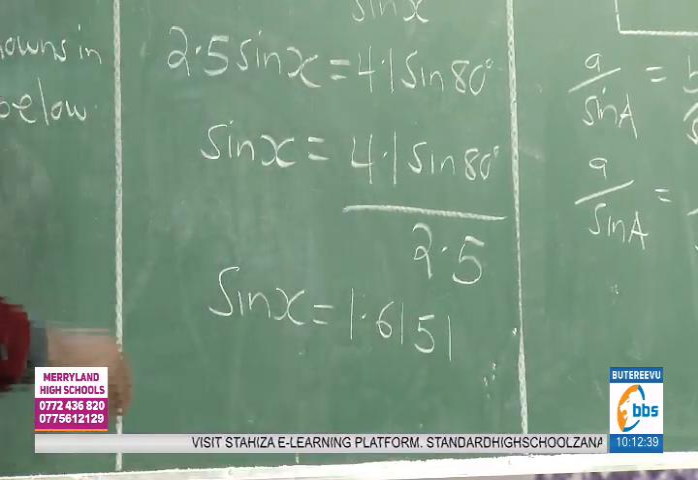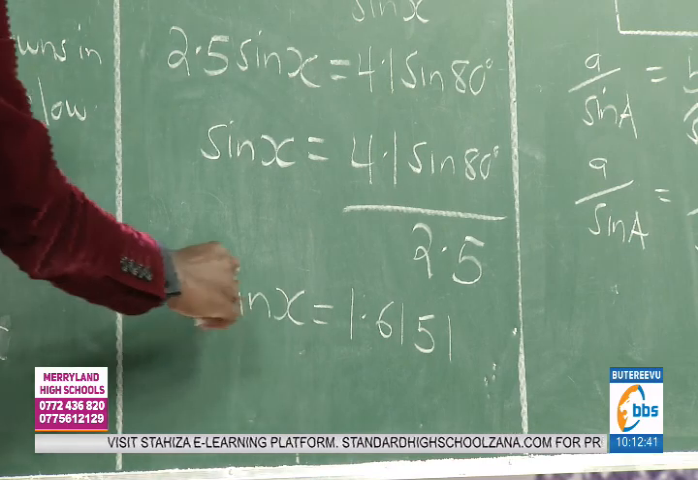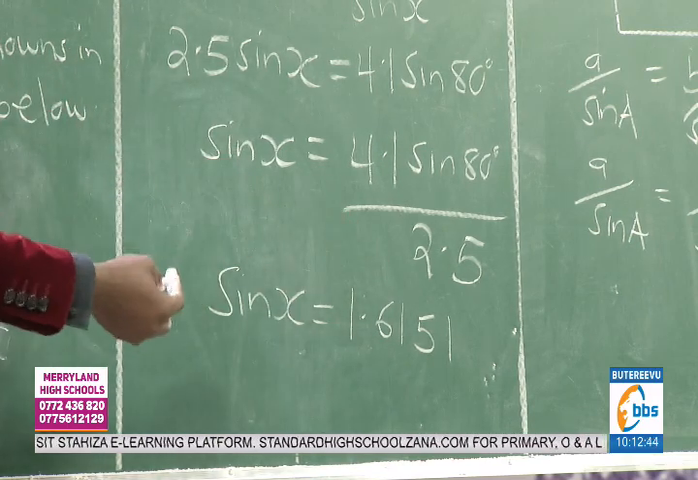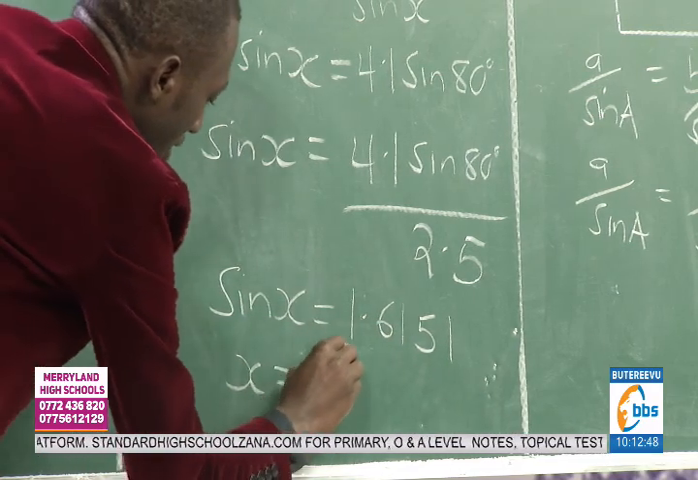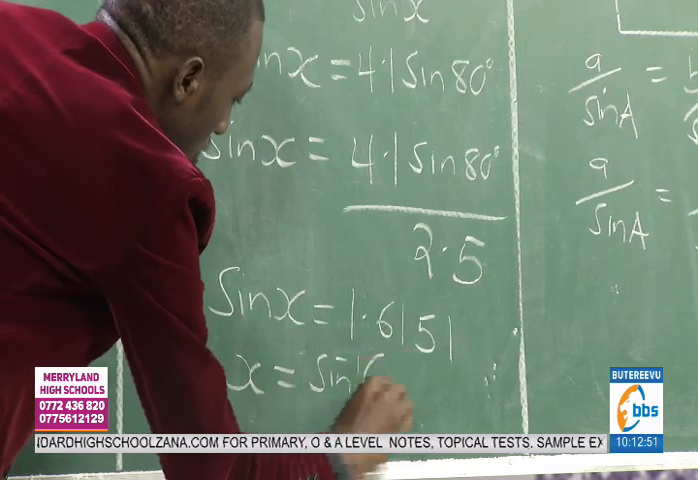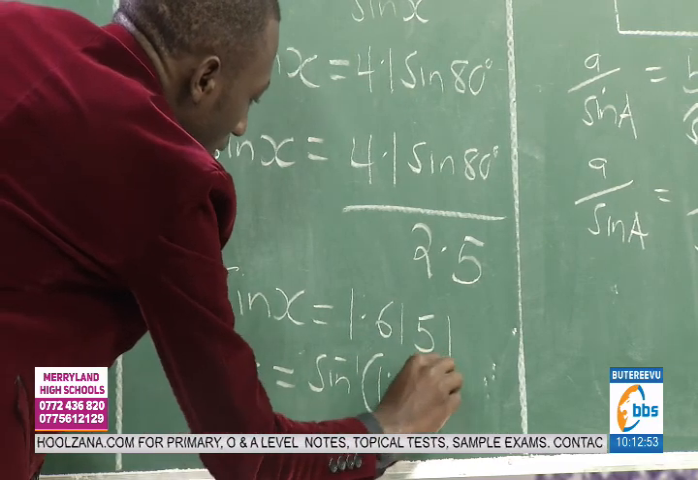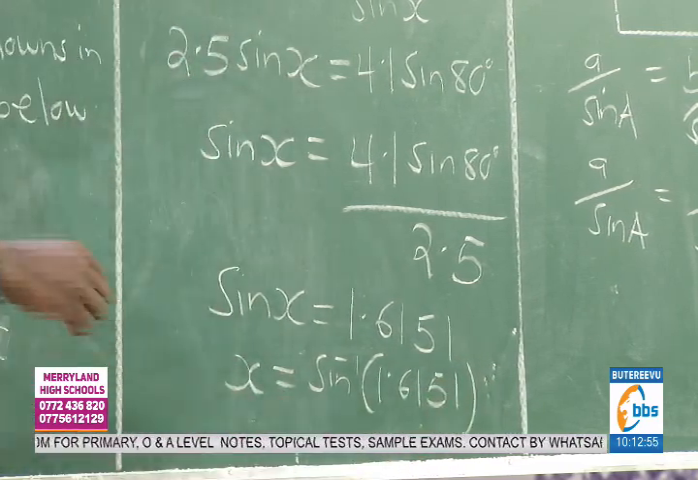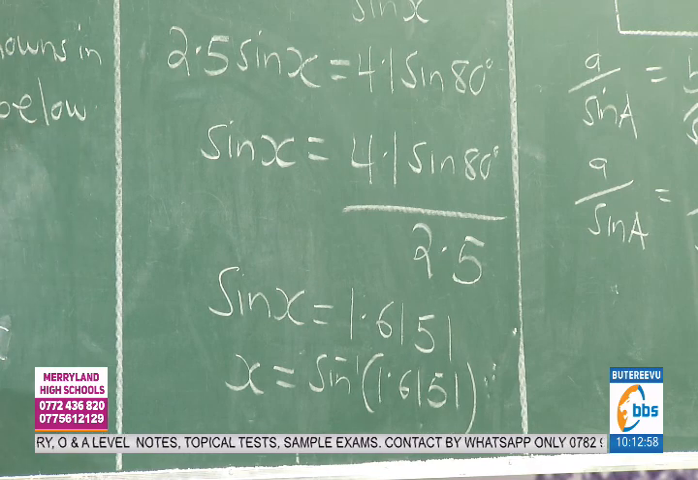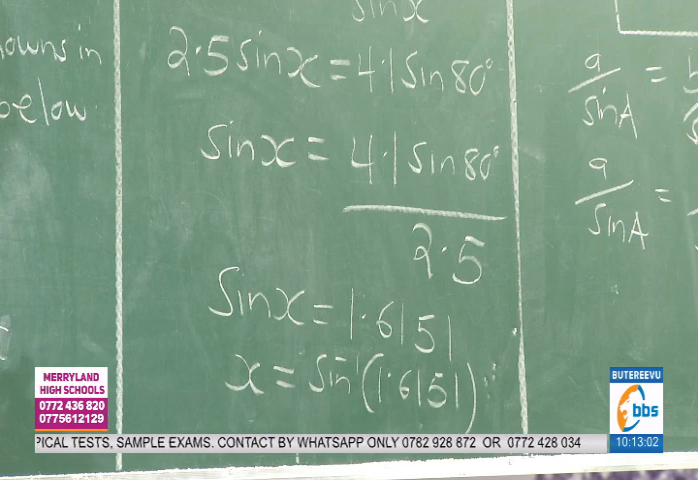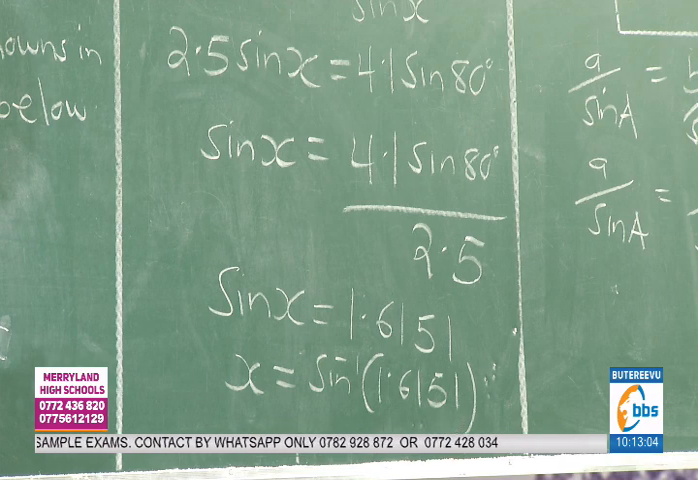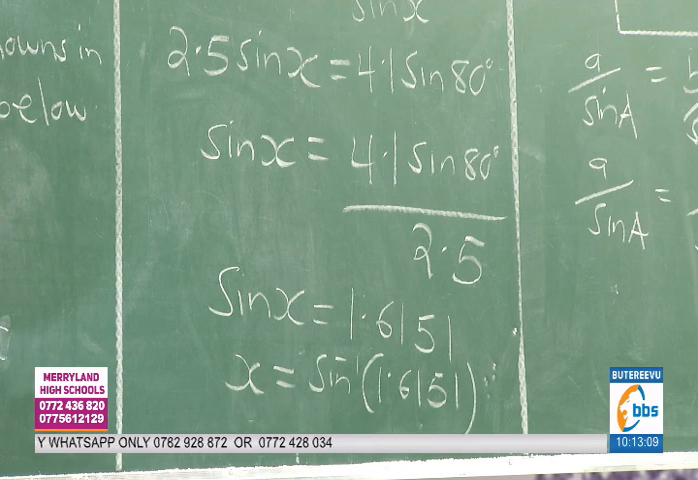That's what I get. Now I need to get x, so that means I have to get the sine inverse. We covered this at the start, so I have to get the sine inverse of this. So my x will be equal to the sine inverse of 1.6151. For sine inverse, you press shift, then sine, then the value. On the small calculators, it's second function, sine, and that will be the sine inverse.